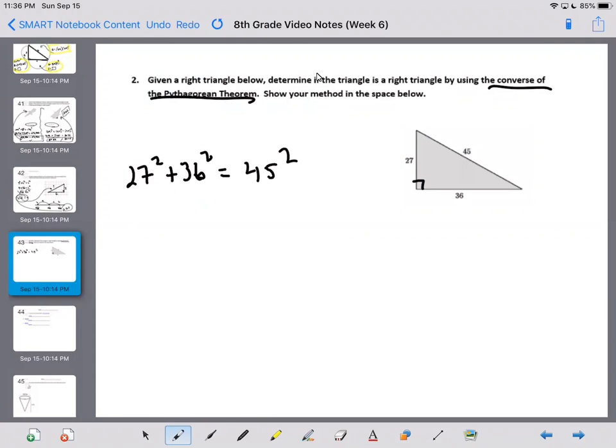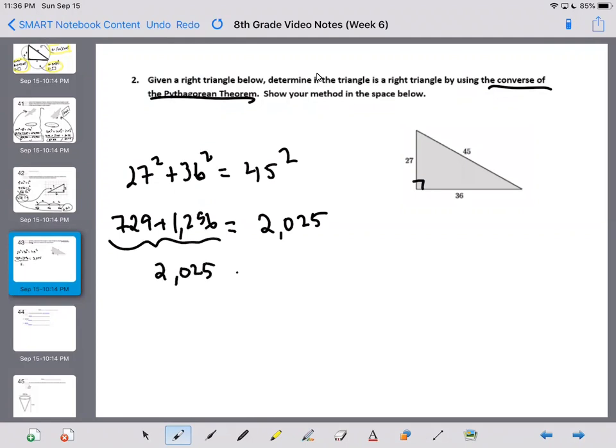And so 45 squared is going to be 2,025. 27 squared is going to be 729, and 36 squared is going to be 1,296. When you add these together, you're going to get the 2,025, so they do equal. So this just means that it is a right triangle.